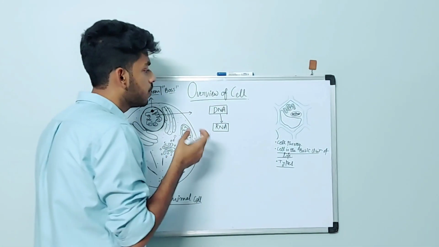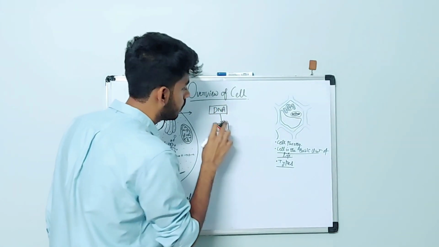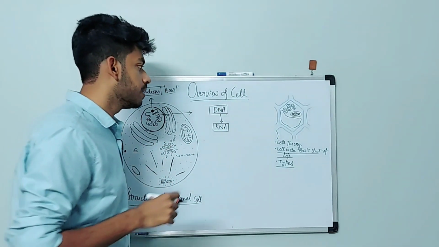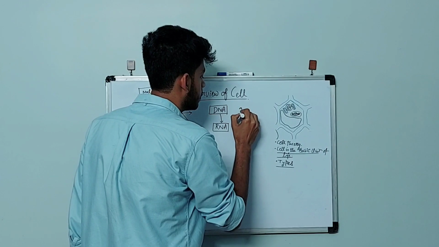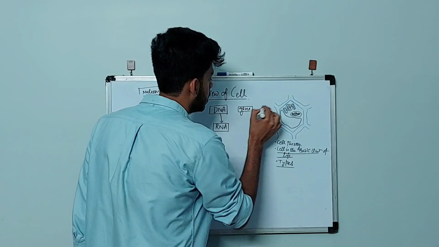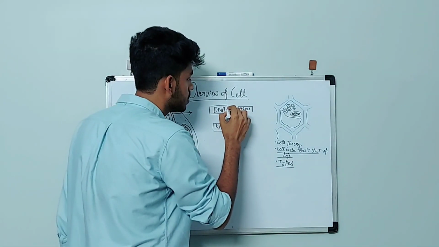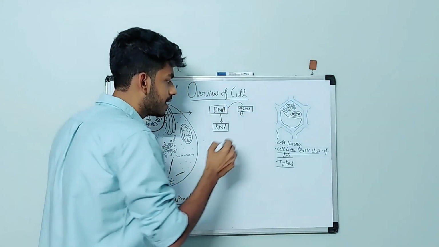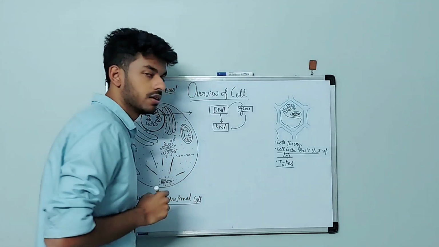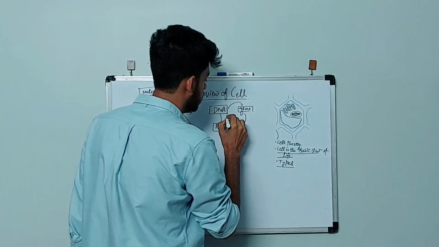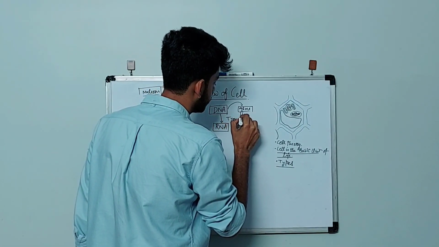The process via which the DNA is converted to RNA, or the message, I prefer the term gene. The process by which the genes of the DNA are encoded in the RNA is called transcription.